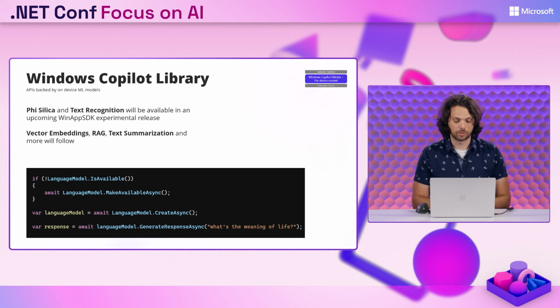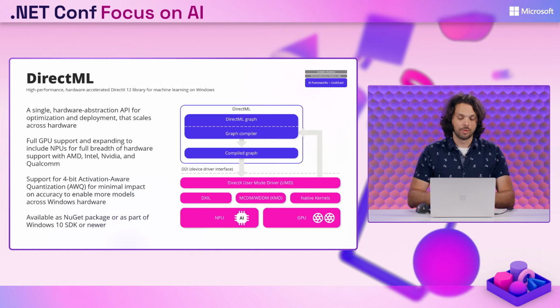Following the release of these two models, we'll also have additional APIs available, things such as vector embeddings to allow you to do things like semantic search like I showed you, and RAG, text summarization, and many more APIs that we're working on to make available as part of the easy to use library.